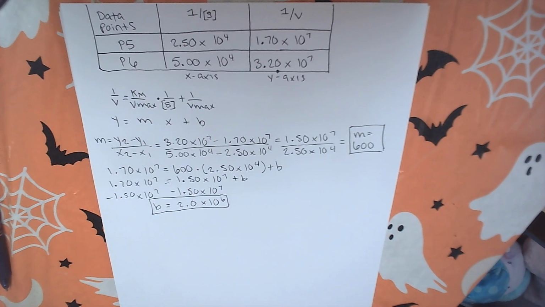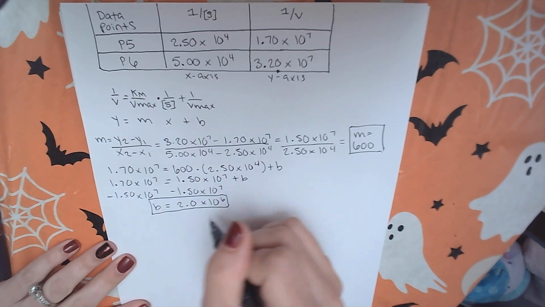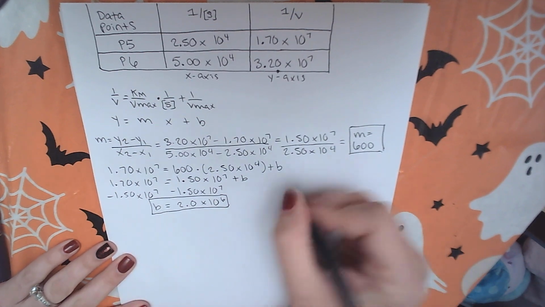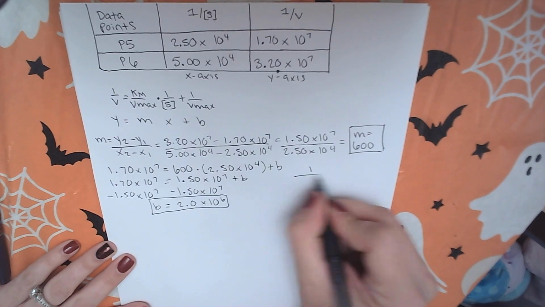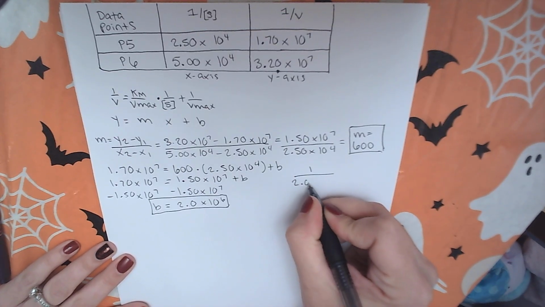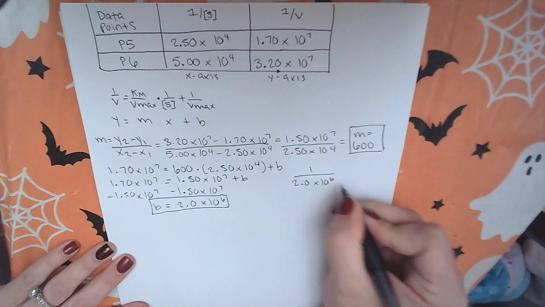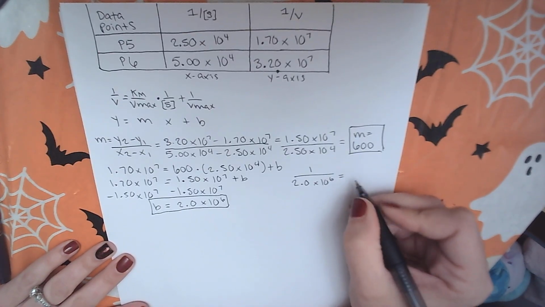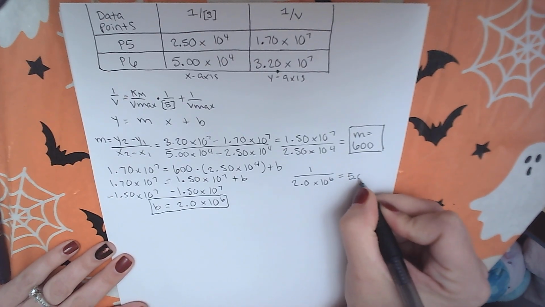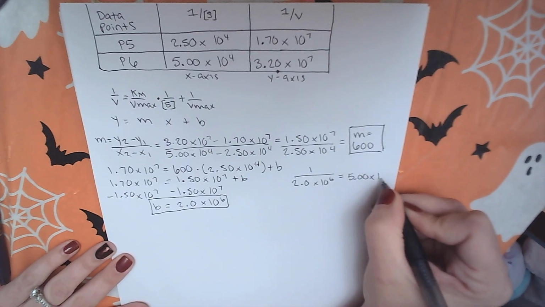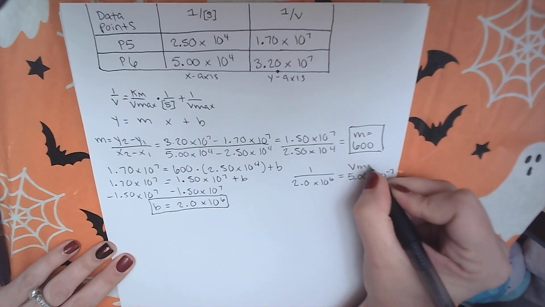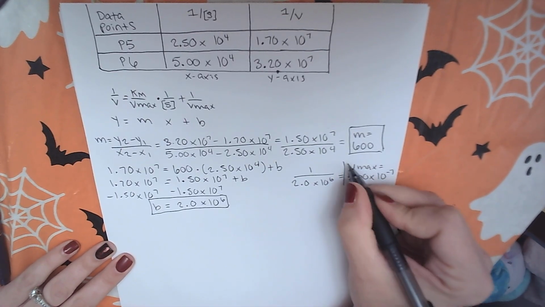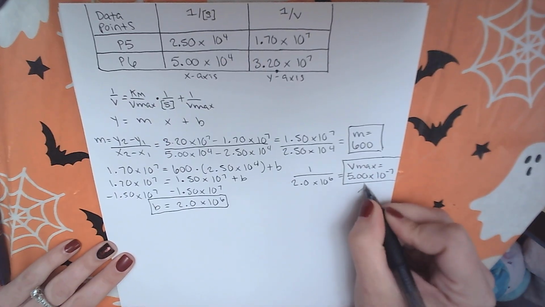All right, so now we can solve for Vmax by just getting the reciprocal of b. So I'll do it up here, 1 over our b, which is 2.0 times 10 to the 6th, we get 5.00 times 10 to the negative 7, which is our Vmax. So that is one of our answers right here.